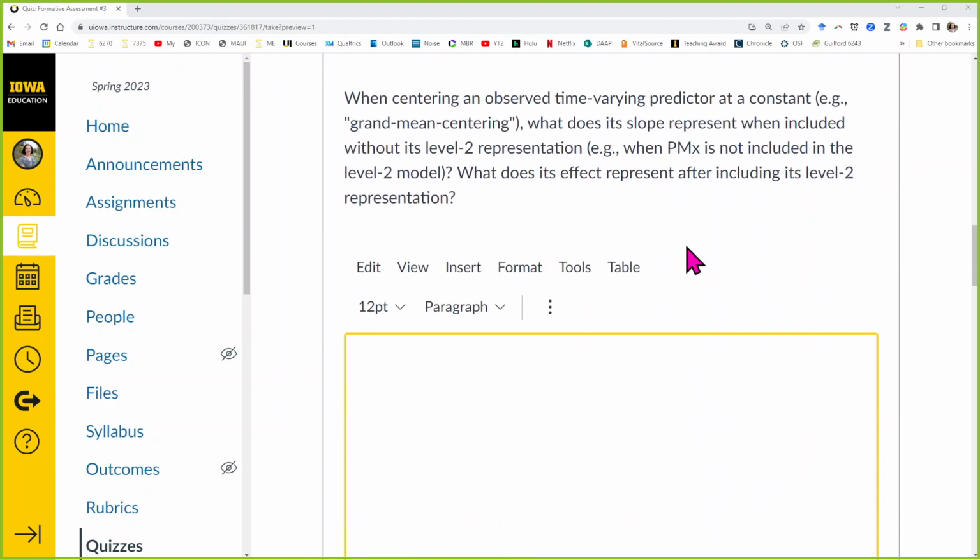Number 2. When centering an observed time-varying predictor at a constant, grand mean, 0, whatever you like, what does its slope represent when included without the person mean? So the slope of the level 1 predictor, if I just put in that all by itself, what do I get? That's smushed. And what do I get back after I include the level 2 mean? Then it's within. And several of you commented about interaction terms. The same thing happens. So if I have a level 1 predictor times x, then I need to have the level 2 mean times x to unsmush that interaction. It works the same way.